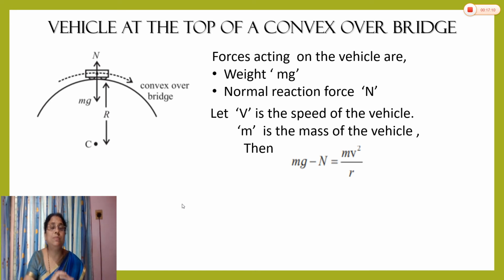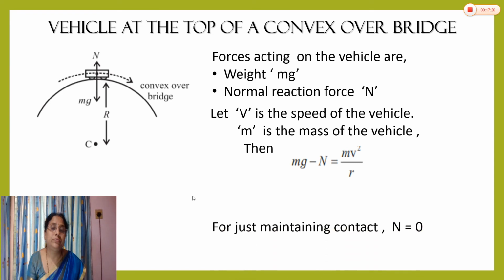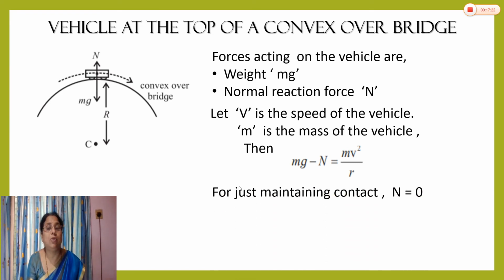But when the vehicle is passing on the convex overbridge, at the uppermost point, the normal reaction goes on decreasing, and for just maintaining the contact, we can consider N is equal to 0. And when we put N is equal to 0, we get mg is equal to mv square by R. m gets cancelled. v square is equal to Rg. And that's why we can say v is equal to under root Rg. That is the same value as the minimum speed in the case of vertical circular motion of a string.